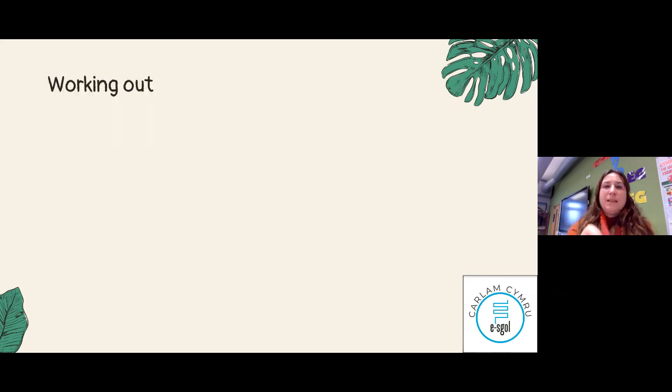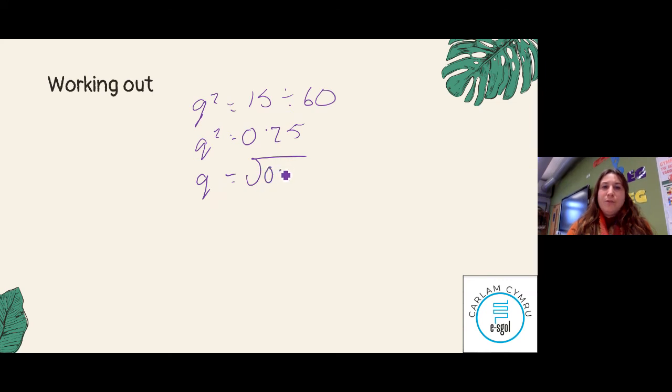Let me just check, I left some space here. So q squared would be 15 divided by the 60 that we had, which gives us the result of 0.25. q would then be the square root of 0.25, which is going to give us the result of 0.5. You can probably see me looking at my answers from earlier. p then is 1 minus the result, which is going to leave us in this case with 0.5.